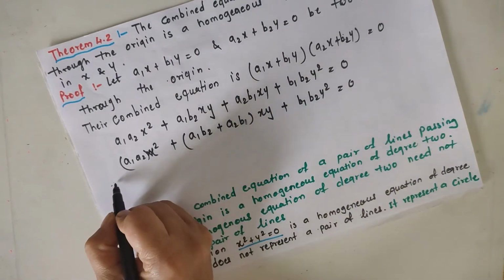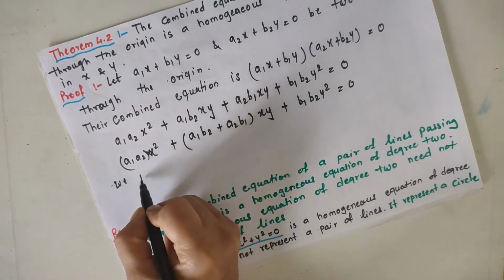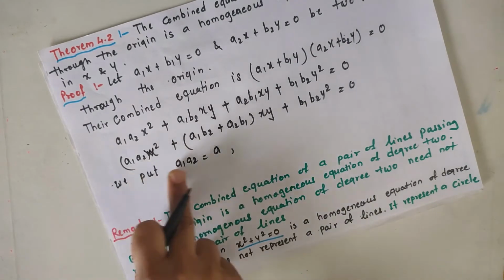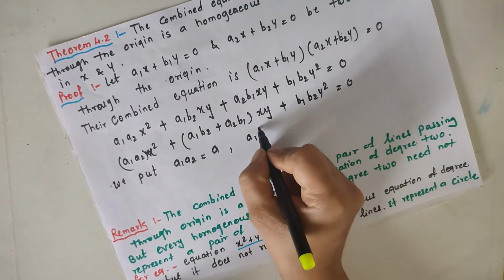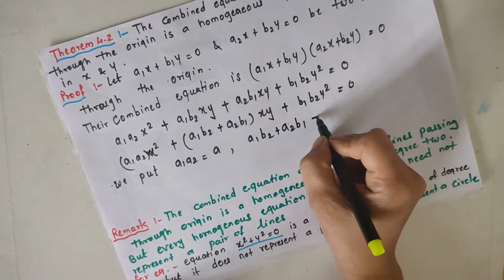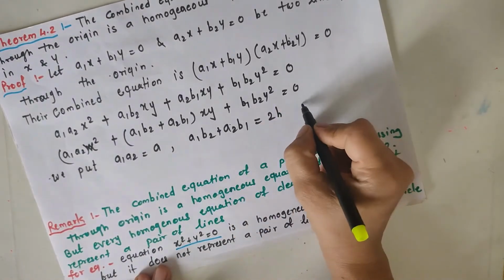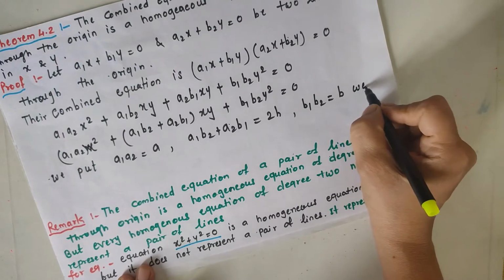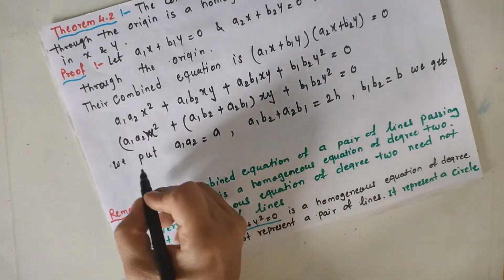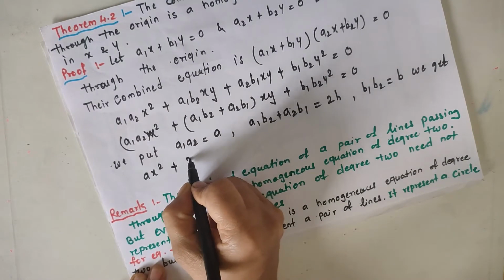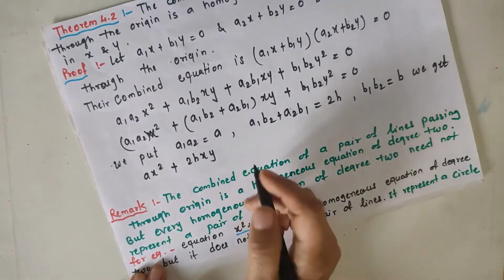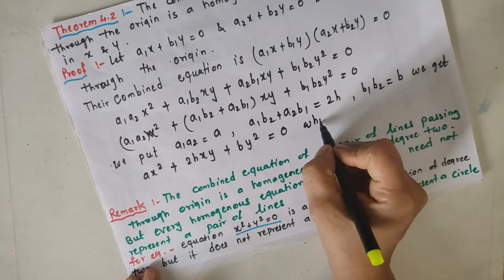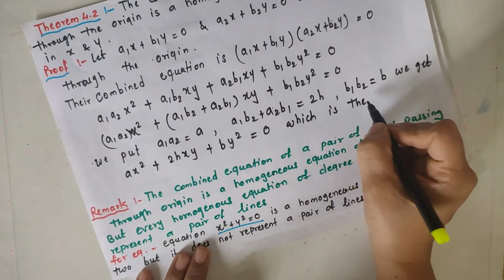Now in this equation, if we put a1 a2 is equal to a, the second coefficient a1 b2 plus a2 b1 is equal to 2h, and the third coefficient b1 b2 is equal to b in the above equation, then we get the equation ax square plus 2hxy plus by square is equal to 0, which is the homogeneous equation of degree 2.